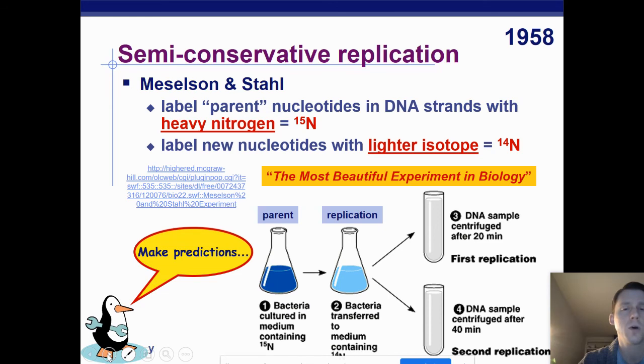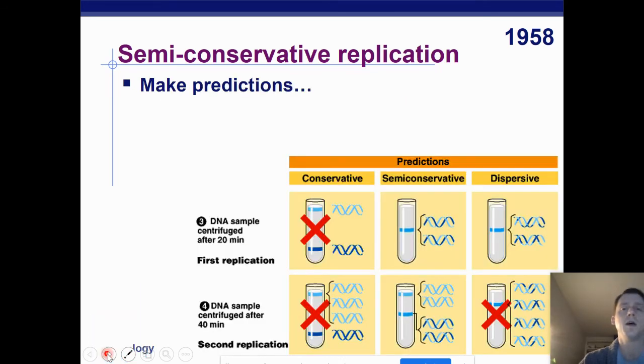And what we saw is the middle one, so we'll go over that one first. Basically, we ended up with two new strands that were part old and part new. So this DNA piece is made up of half heavy and half light. And since it is half heavy and half light, when you centrifuge it, it's going to end up in the middle.